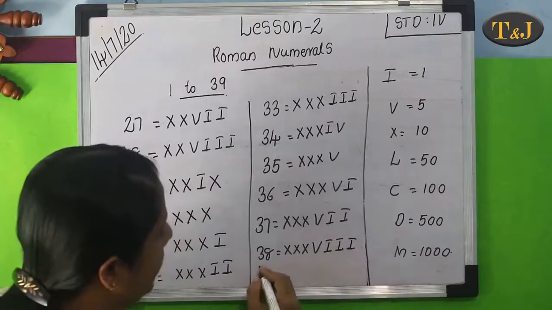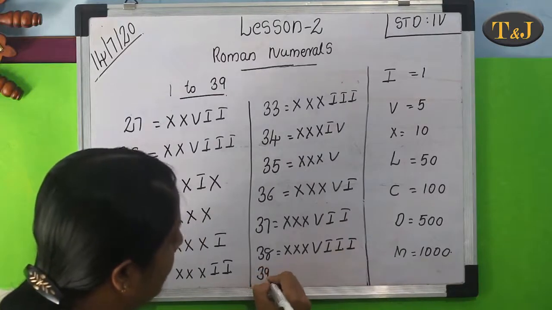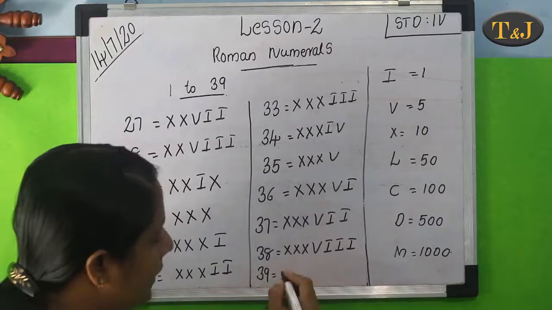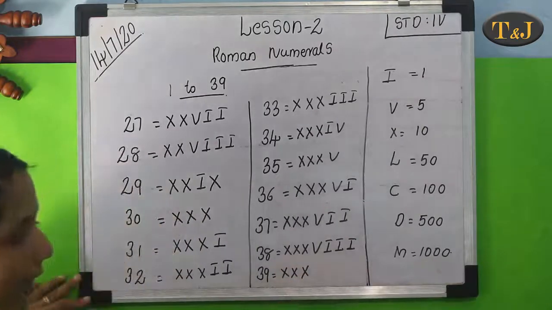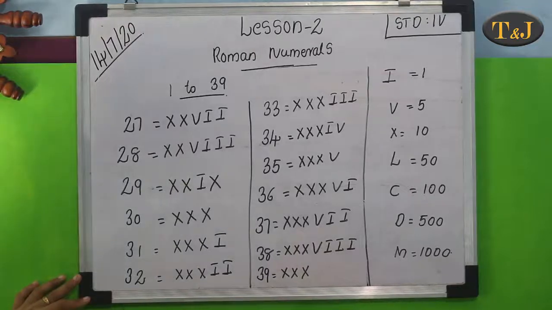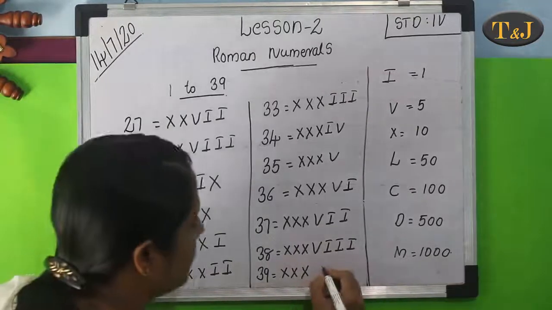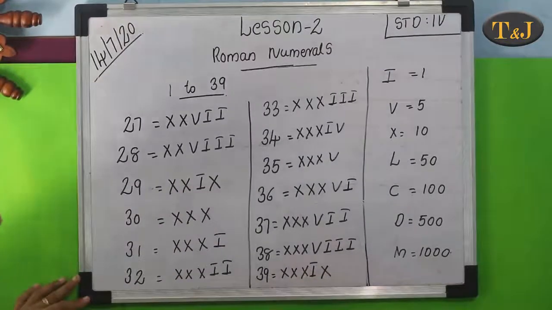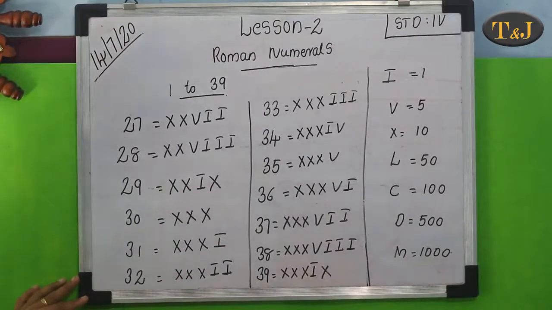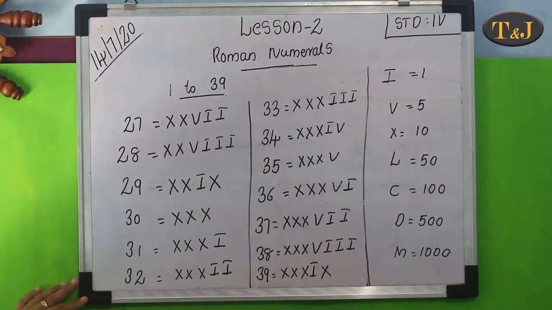Then 38, then 39. First 30 plus 9 equals 39. So we are writing 30, XXX. How can we write the number 9? We are subtracting 10 minus 1, that is 10 equals X. Before that we are writing the number I. So XXXIX equals 39. These are the Roman numerals of 1 to 39.